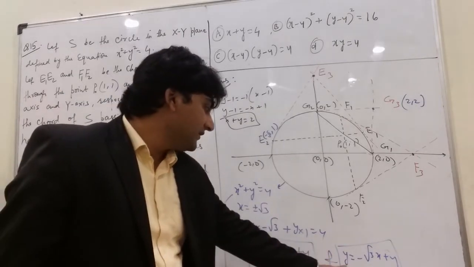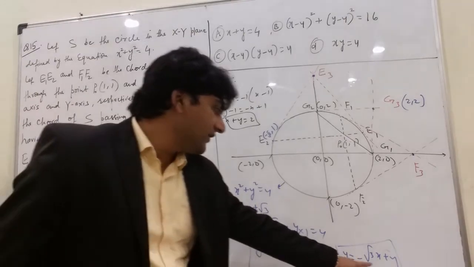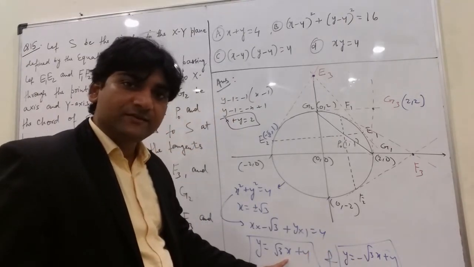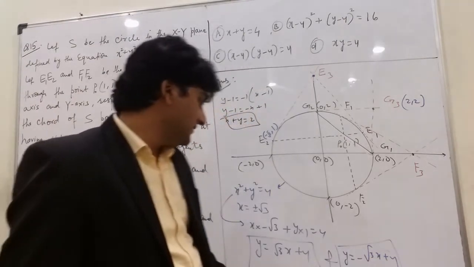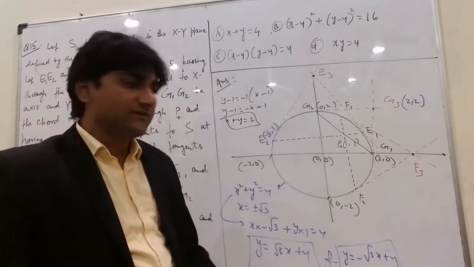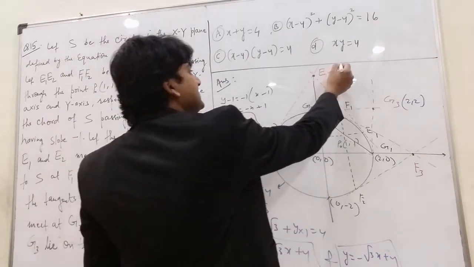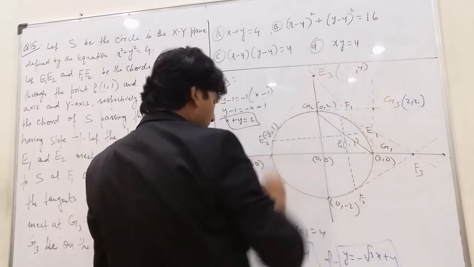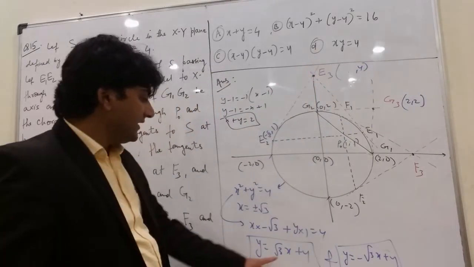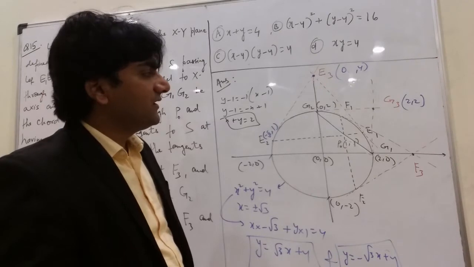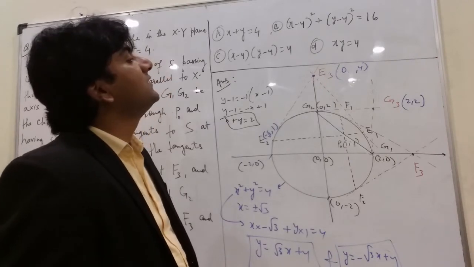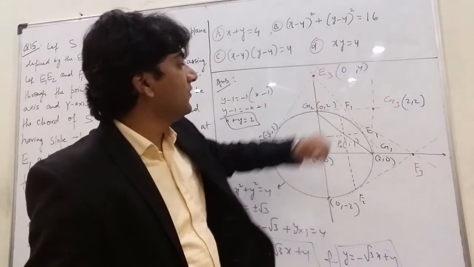If you add, then y plus y is 2y, root 3x minus root 3x got cancelled, and 4 plus 4 is 8. So 2y equals 8, y equals 4. So for this point, y is 4. If you put y as 4, then x is 0. So this is 0. I told you this is symmetric. So this is 0, 4.